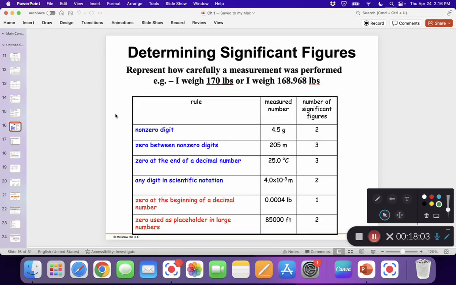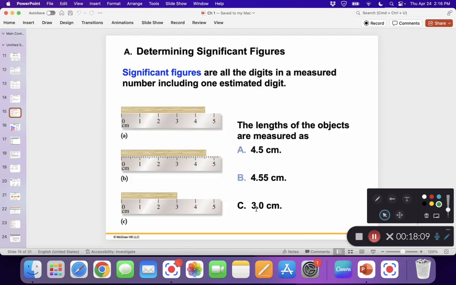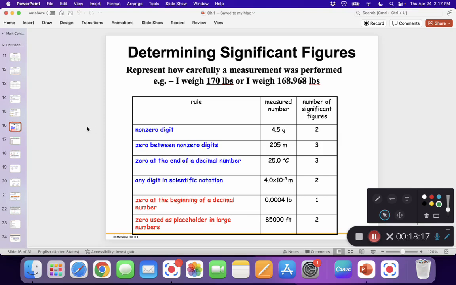So how do we determine sig figs? You might have heard me say that 3.0 means 2 sig figs and 4.55 means 3 sig figs. How did I count them? There is a rule for how we determine the significant figures, so let me talk about it now. If all the digits in the number are non-zero, then you count all of them. So 4.5, where 4 and 5 are both non-zero, has 2 sig figs.